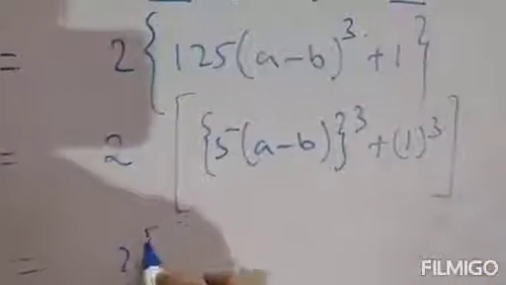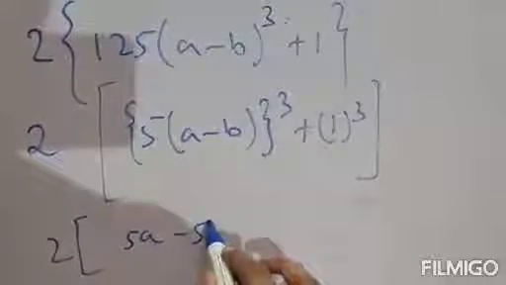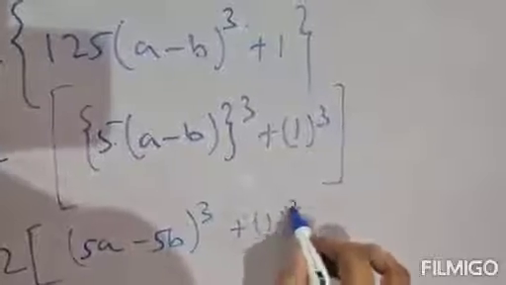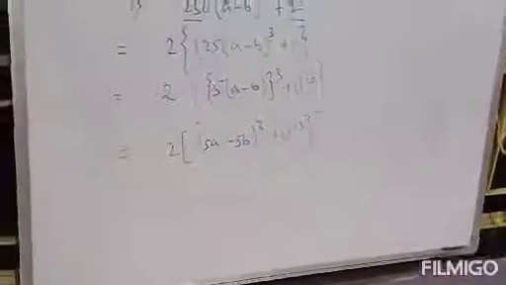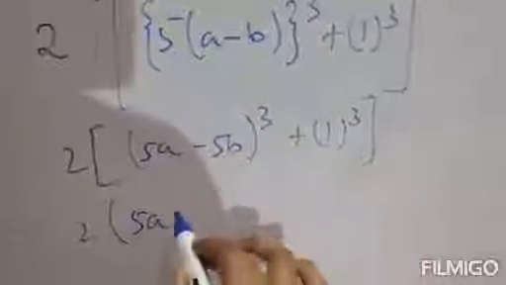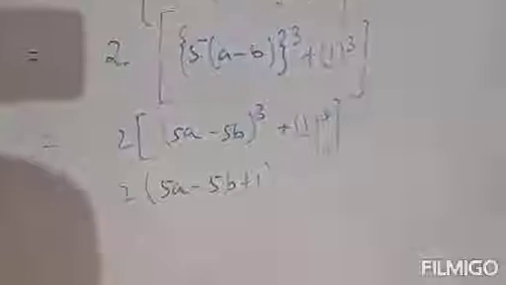Clear? Now multiply. So 5 into a, that is 5a, and 5 into b, that is 5b, whole to the power 3 plus 1 whole to the power 3. Clear? So 5a minus 5b acts as a, and 1 acts as b. So that is a to the power 3 plus b to the power 3. So we will apply the formula of a to the power 3 plus b to the power 3. That is a plus b, a square minus ab plus b square. Formula is a plus b, a plus b. A is 5a minus 5b, b is 1.